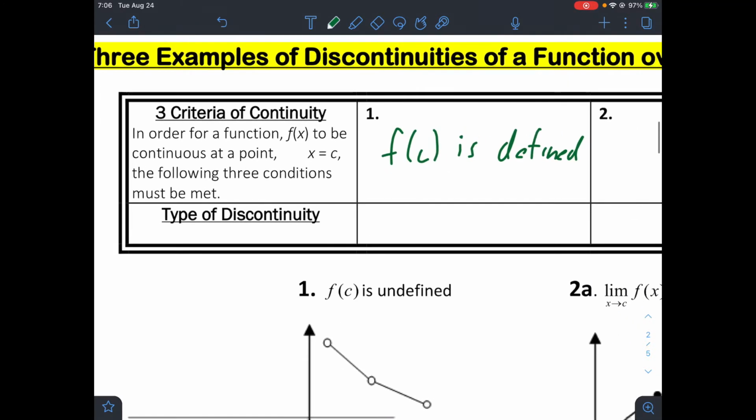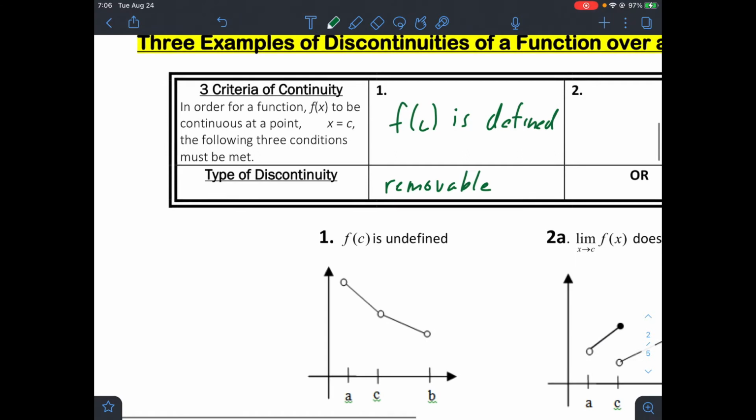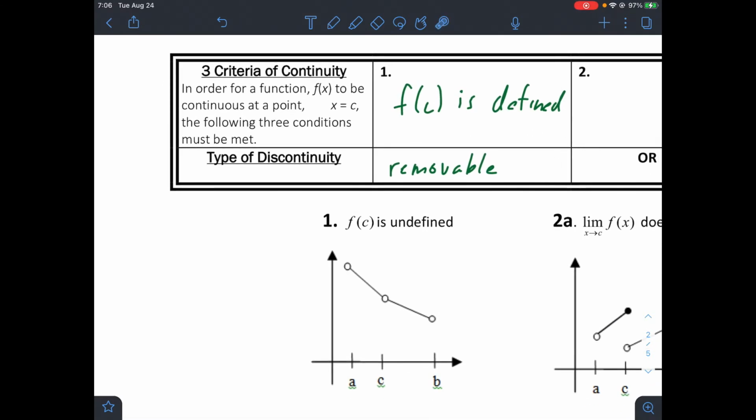Okay, and if it's not, we say this is called a removable discontinuity. You can see a picture here. At x equals c, there is no y value, so it's called removable. Why is it called removable? Because we can remove the discontinuity by simply filling in that circle there. Okay, but since there's a hole in the graph at c, we say that the function is not continuous at c. It's a removable discontinuity.